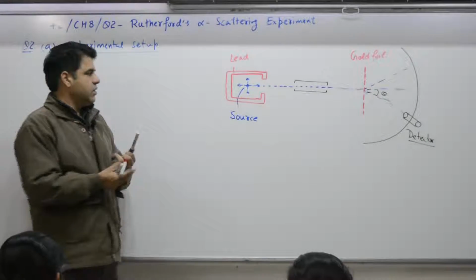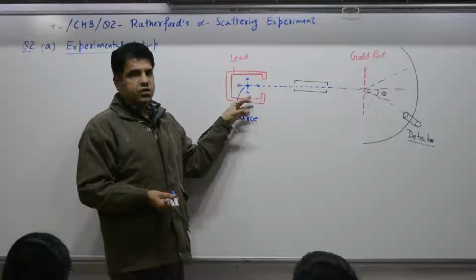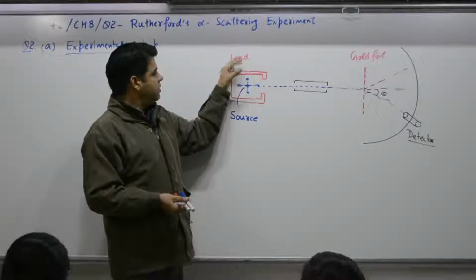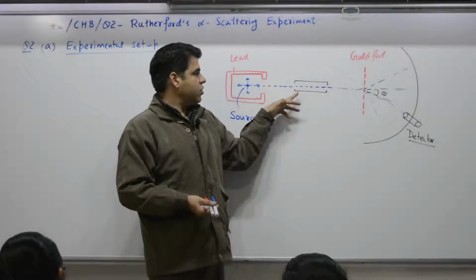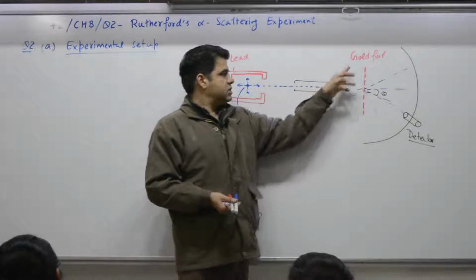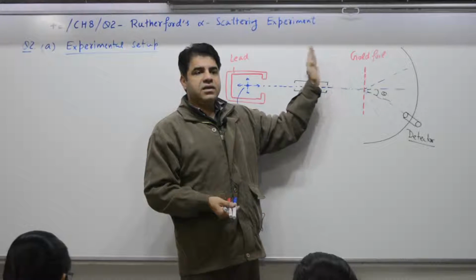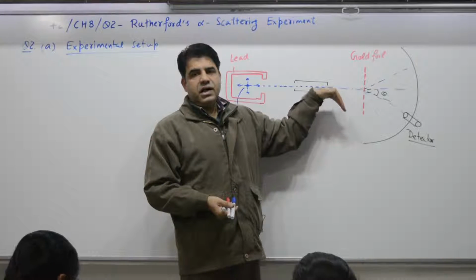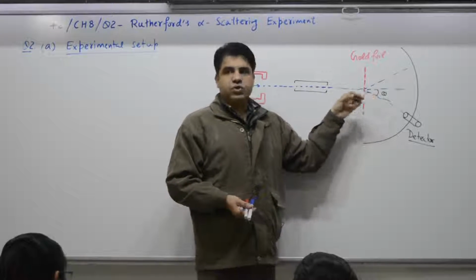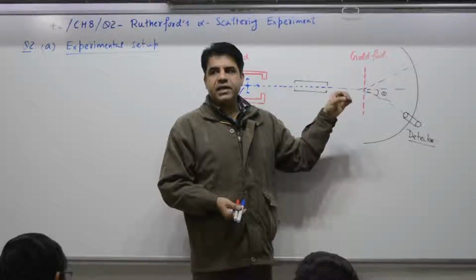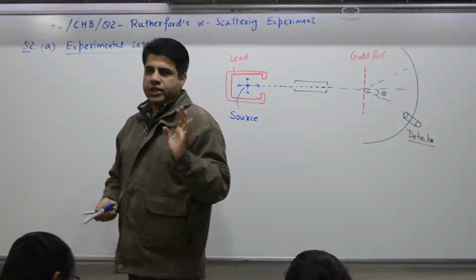So what is the experiment? You have a source of alpha particles. The lead enclosure is there to absorb alpha particles in other directions, so you get alpha particles in the desired direction only. A collimator gives it a direction, so it hits a gold foil. After hitting the gold foil, alpha particles get scattered in different directions. The aim of the experiment is to find out what percentage is available at theta equal to 0, 10, 20, 90, 100, 120 up to say 180 degrees. Two minutes with you to draw the diagram.